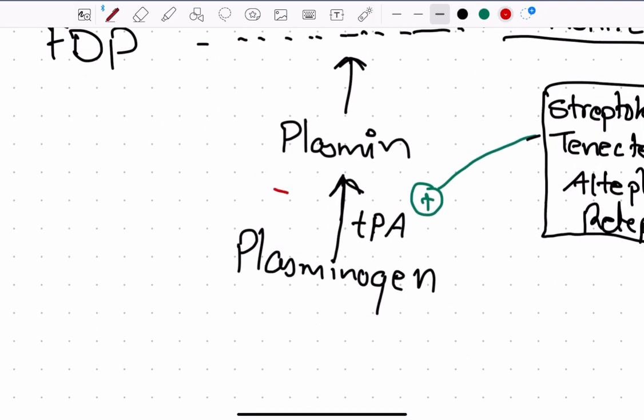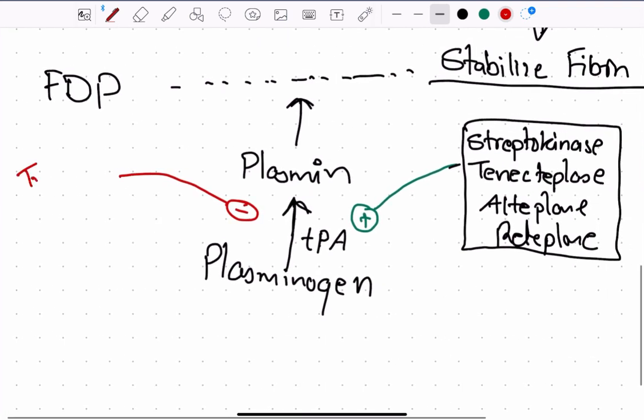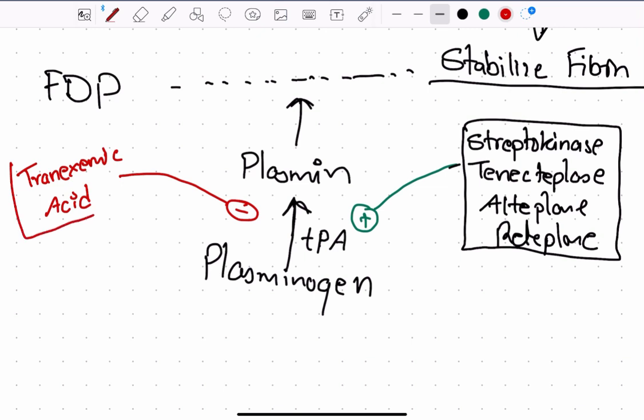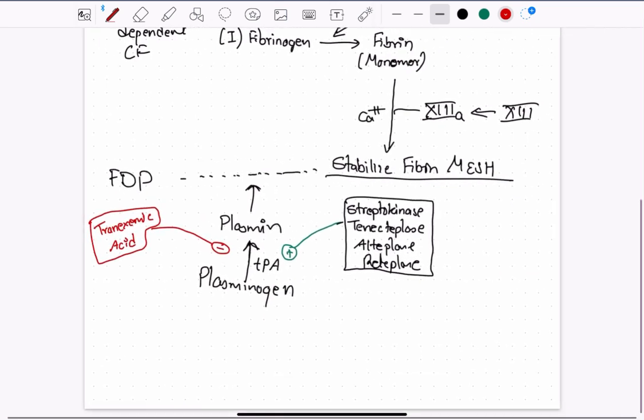Also, this tissue plasminogen activator is inhibited by other drugs such as tranexamic acid. So tranexamic acid will inhibit this step, inhibit the activation of plasmin, and this will cause less bleeding. Okay, so we give tranexamic acid post surgery to cause less bleeding.